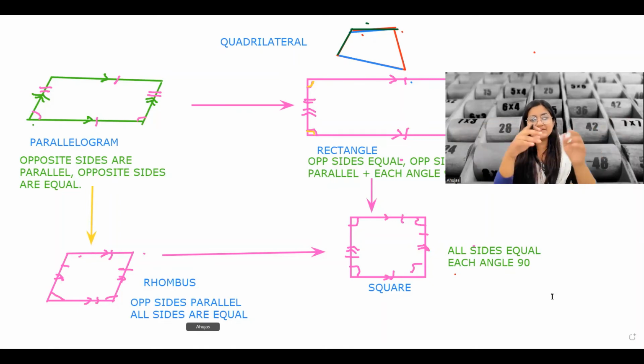But you cannot say a parallelogram is a rectangle. All parallelograms are not rectangles. All parallelograms are not rhombuses, or parallelograms are not squares. Okay, all right?